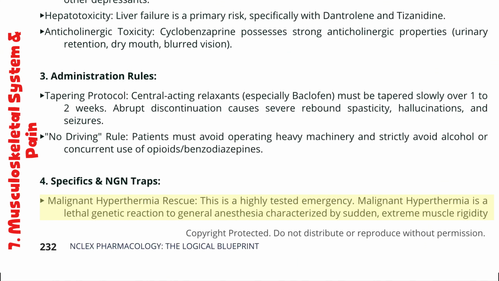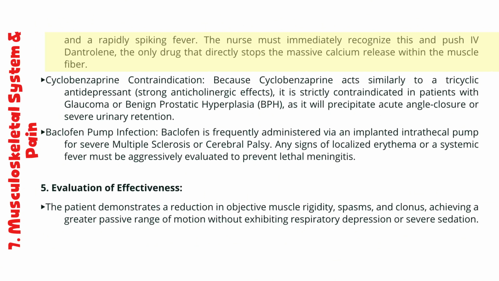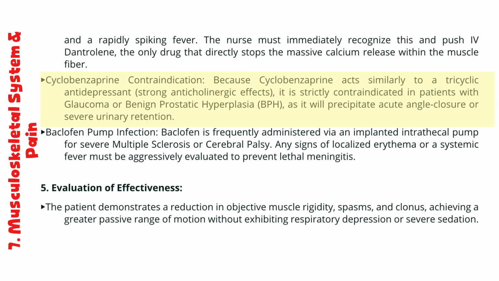Malignant hyperthermia is the one exception. A lethal genetic reaction to anesthesia, sudden extreme rigidity, and spiking fever. Dantrolene is the only drug that directly halts the calcium release causing it. Push it immediately. Cyclobenzaprine is contraindicated in glaucoma and BPH because of its anticholinergic load.